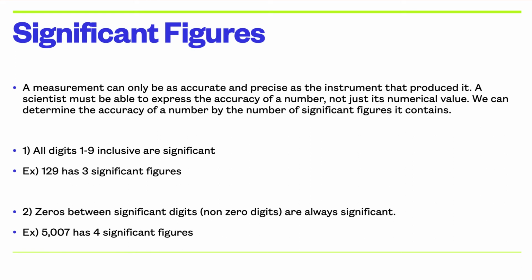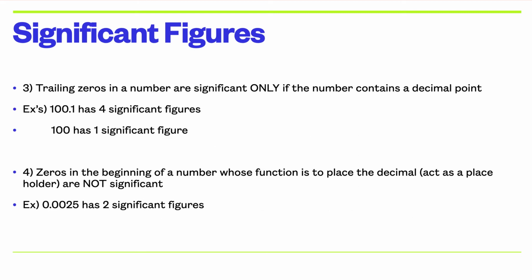There are a few rules for determining the number of significant figures in numbers. The first one: all digits 1 through 9 inclusive are significant, so any non-zero digit is significant. For the first example, 129 has 3 significant figures. Number 2: zeros between non-zero digits are always significant. For example, 5007 has 4 significant figures, or you'll hear me say sig figs.